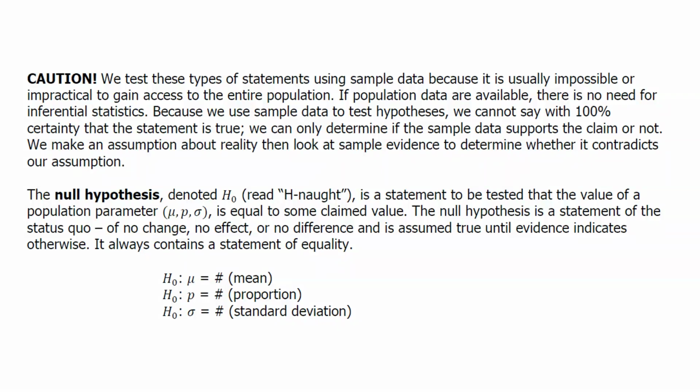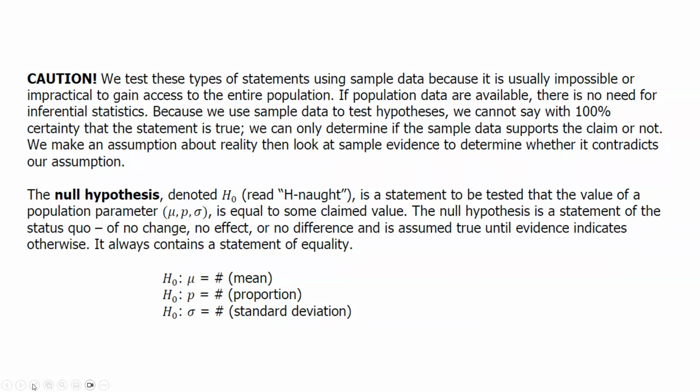So the null hypothesis, denoted H naught, is a statement to be tested that the value of a population parameter, which is mu, p, or sigma, is equal to some claimed value. The null hypothesis is a statement of the status quo, of no change, no effect, no difference, and is assumed true until evidence indicates otherwise. It always contains a statement of equality.